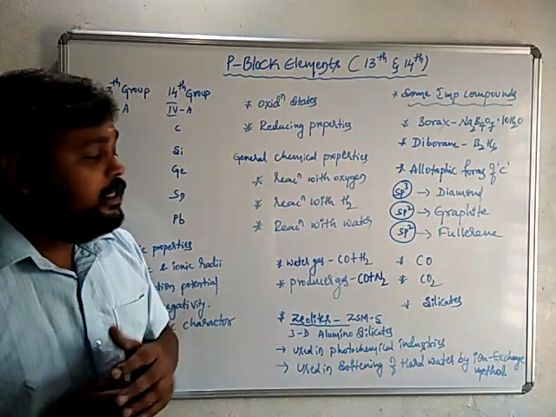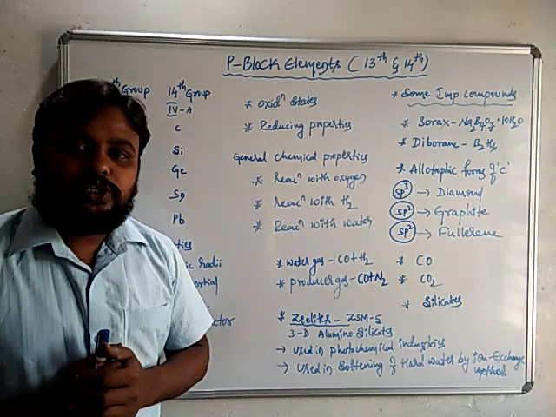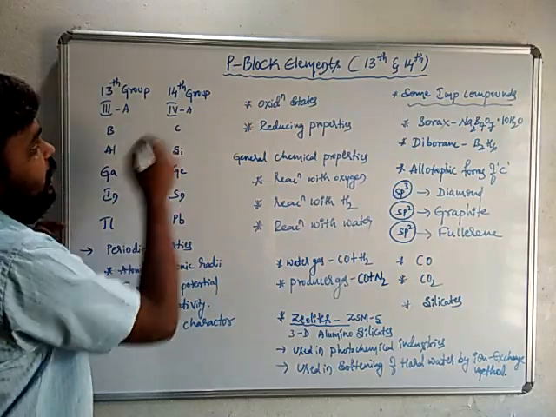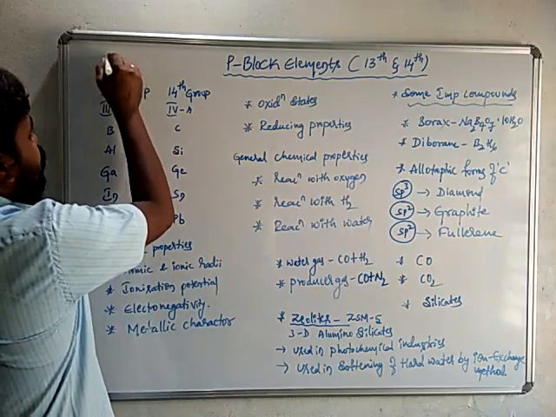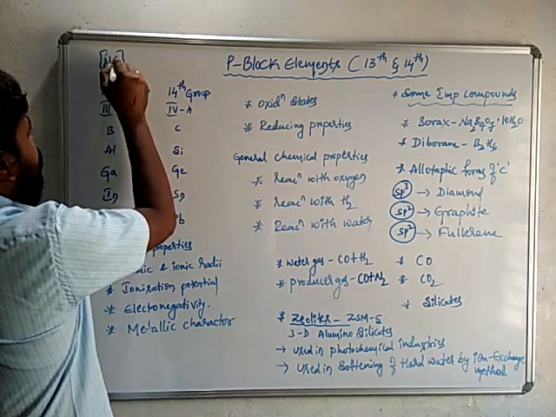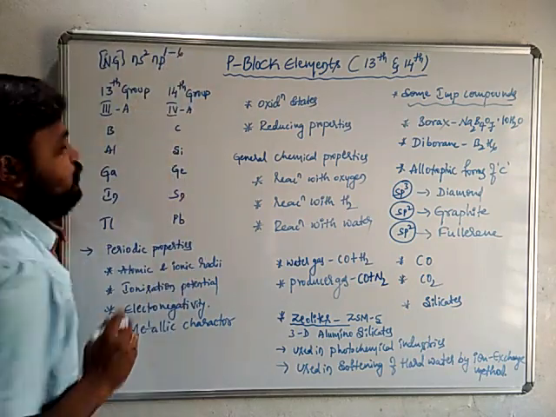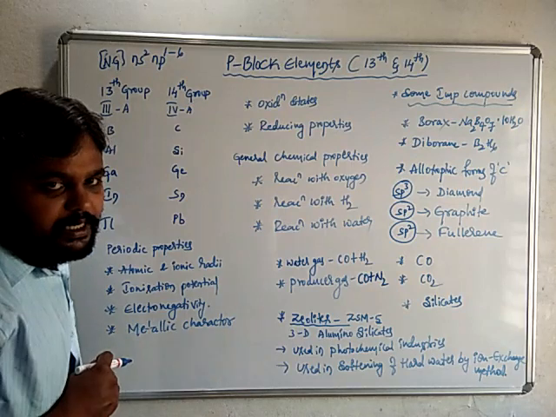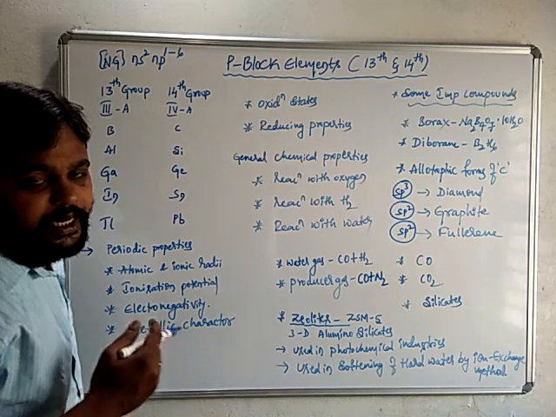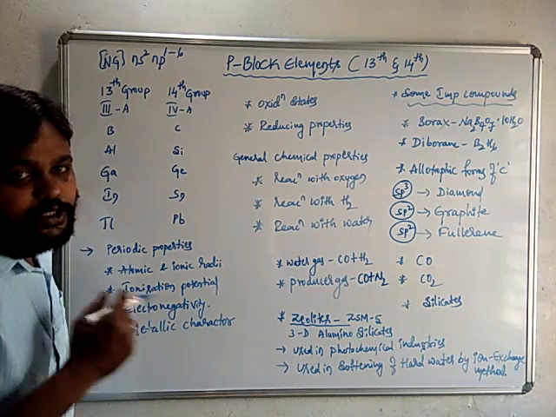So here we are discussing P block elements. These are the elements in which the differentiating electron enters into np orbitals. The P block elements have the general electronic configuration: noble gas core with ns2 np1 to 6. So there are 6 differentiating electrons possible in the P block elements, hence we have 6 groups here: ns2 np1, ns2 np2, ns2 np3, ns2 np4, ns2 np5 and ns2 np6.